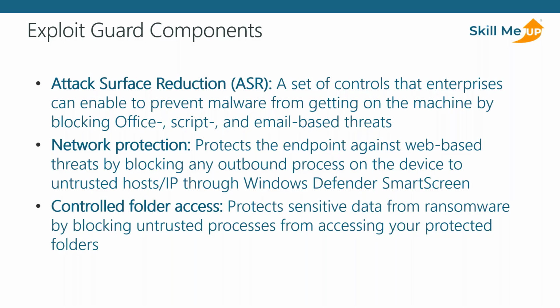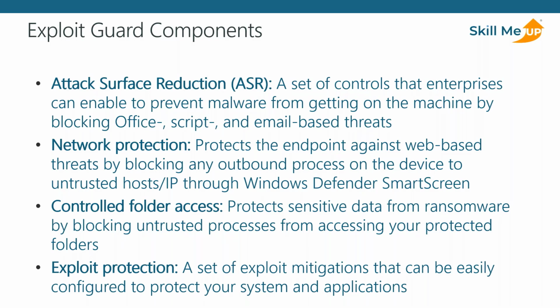We have controlled folder access, which protects sensitive data from ransomware by blocking untrusted processes from accessing folders. And then, of course, you have exploit protection, which also will use certain mitigations to ensure that system applications and running applications don't get exploited by certain types of malware, for example.